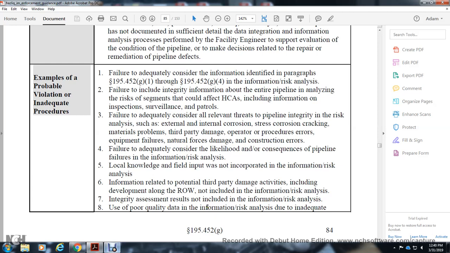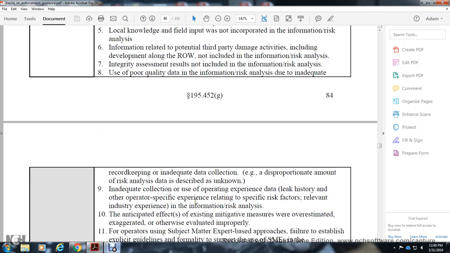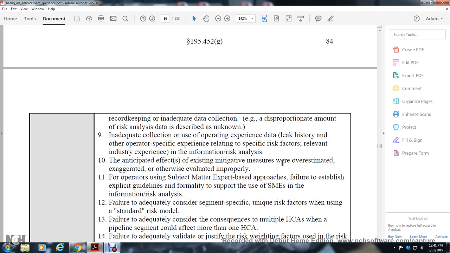8. Poor quality information risk analysis due to inadequate record keeping and inadequate data collection; a disproportionate amount of the risk analysis is described as unknown. 9. Inadequate collection of the operator's experience with leak history and other specific experience relating to the specific risk factors of the relevant industry and experience with the information risk analysis. 10. Anticipated effect of the existing mitigation is overestimated, exaggerated, or otherwise evaluated improperly.